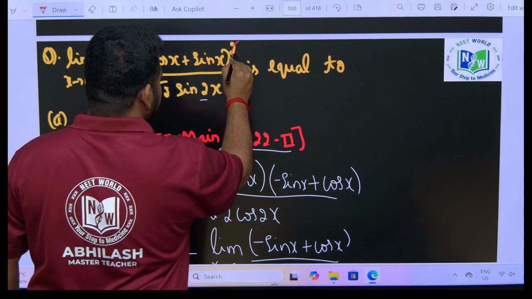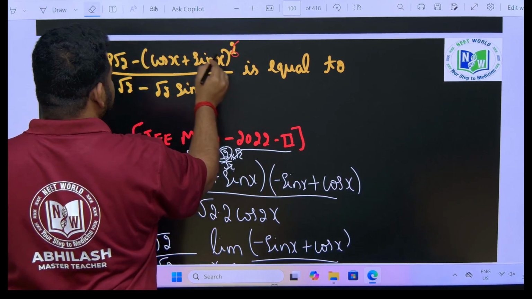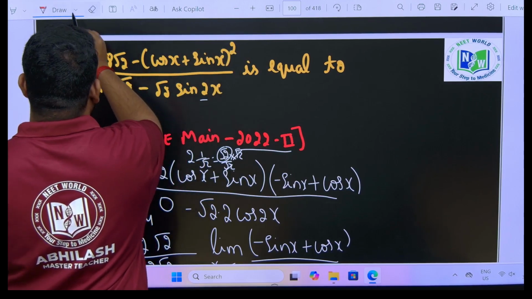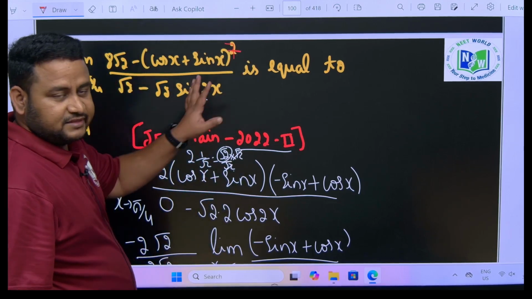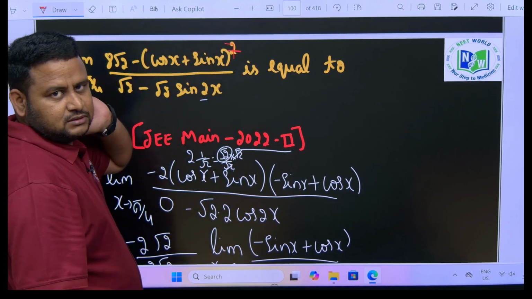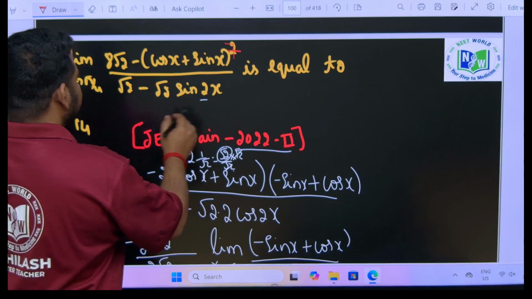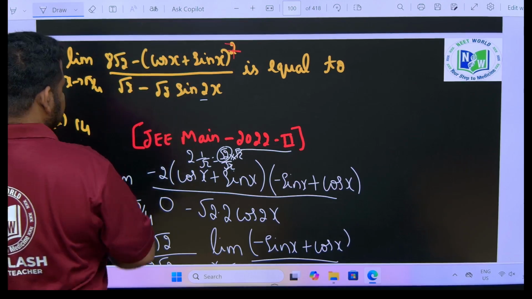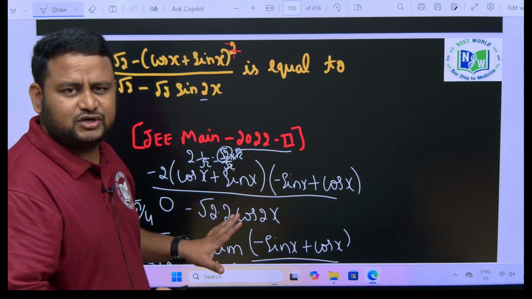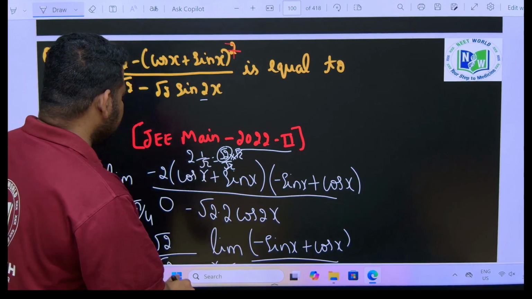This is actually to the power of 7. To the power of 7, friends. Make this correction. To the power of 7. So what will happen to this when it is to the power of 7? Whatever we are solving, that is absolutely correct method. But we have to do as per the question.